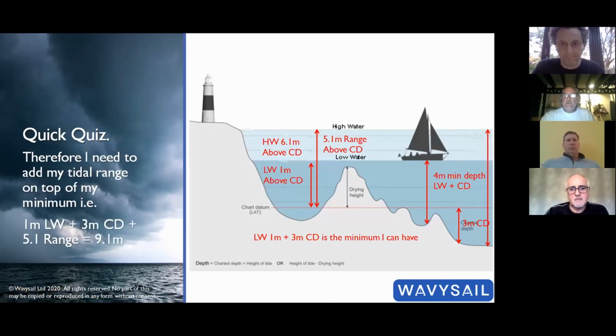So we're going to need 9.1 at the top. So when it goes down 5.1, we're going to be sitting at low water with 1 meter plus 3 meters of chart datum. That'll keep us floating 4 meters above the bottom. So you could well be anchoring in an area that's much, much shallower than what you assume because your boat's 3 meters deep.